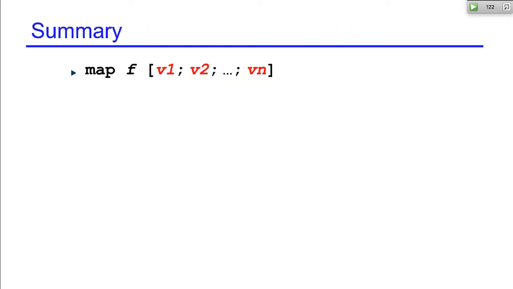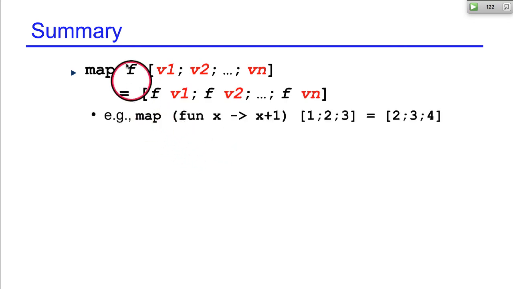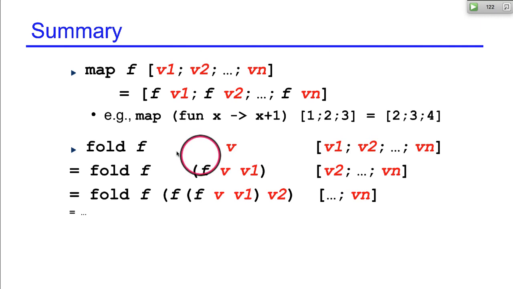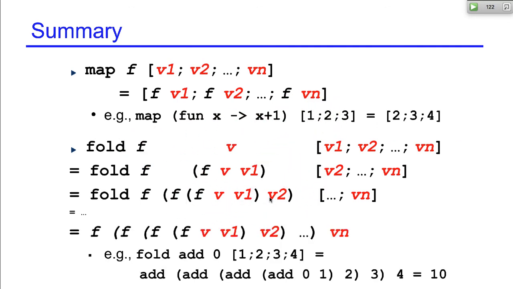So let's summarize everything we learned today, right? Map takes a function, applies that to each member of the list, and creates a new list. Fold will take a function, take an accumulator, and take a list, and apply this function to the accumulator and each member of the list, eventually combining them together to give you one accumulator. Isn't it cool? I went a little bit fast maybe, but definitely you can watch the video.